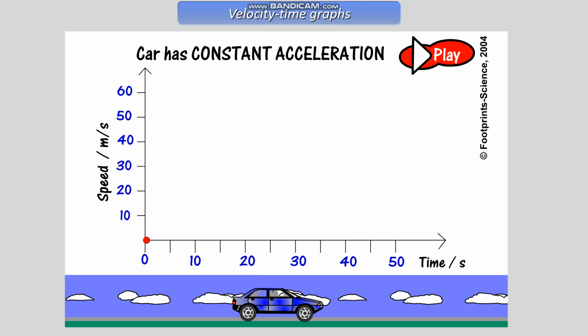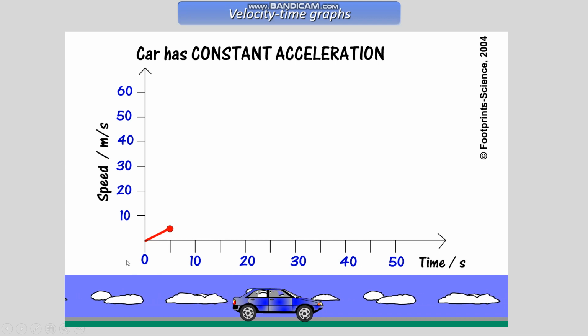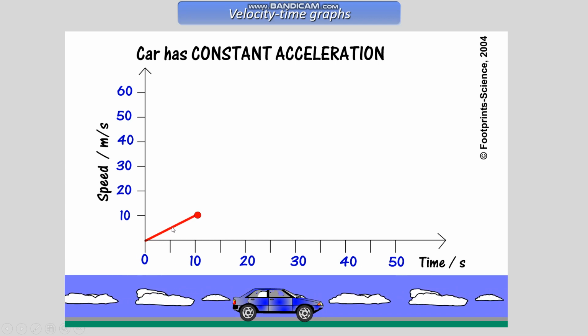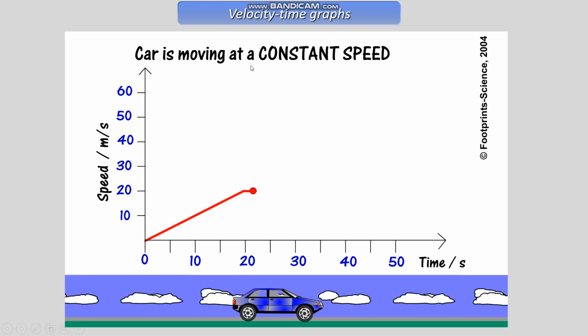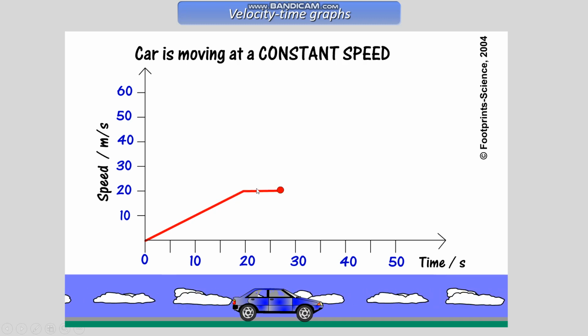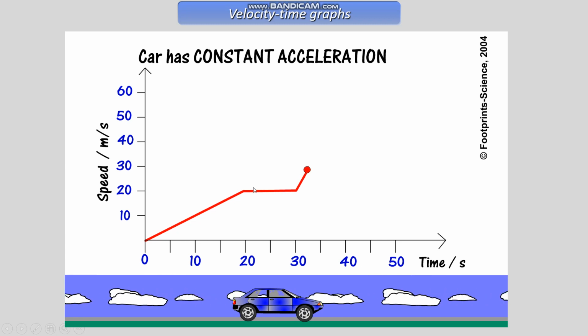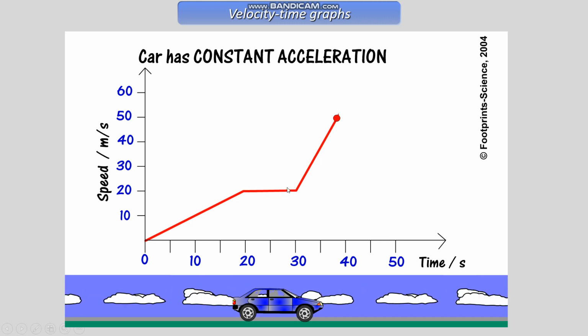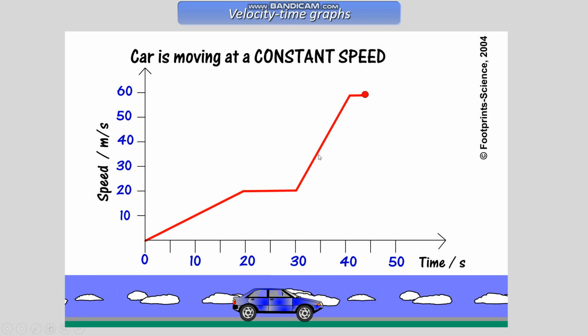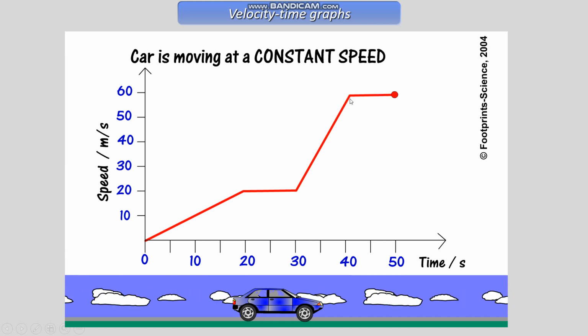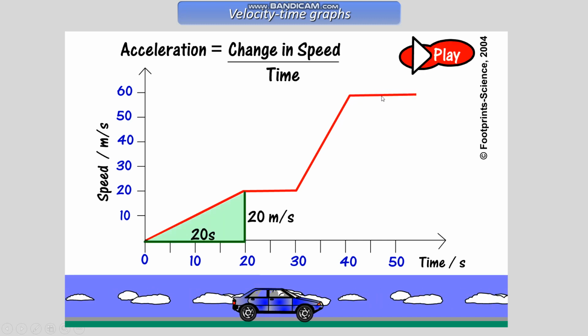Okay, so first off, at time 0, its speed is 0, so it starts from stationary. And as time goes by, it increases its speed, it accelerates. Now because it's a straight line, we get constant acceleration. A horizontal line this time means a constant speed, not 0. And again, it accelerates in a uniform manner, and then its speed remains constant again.